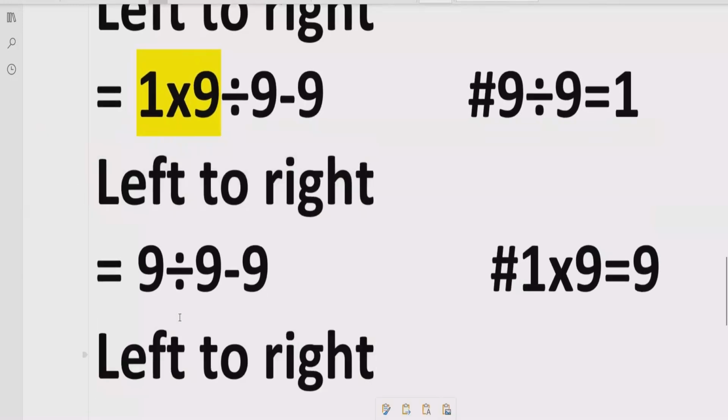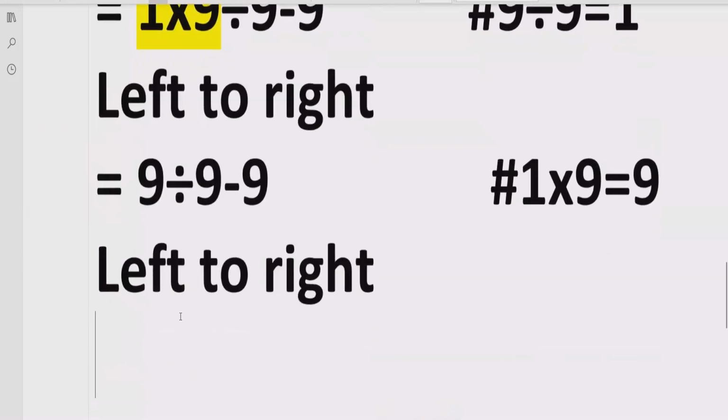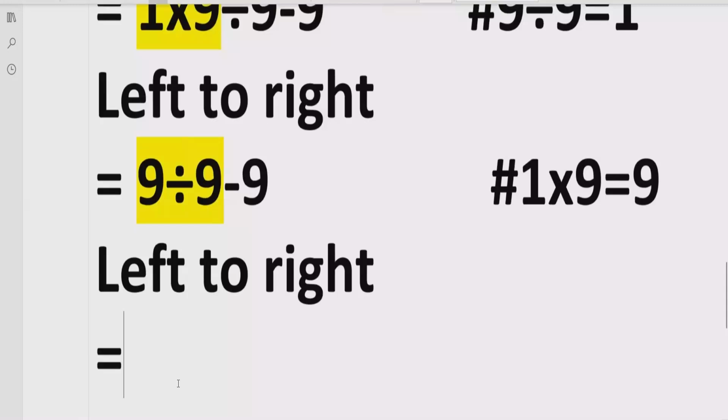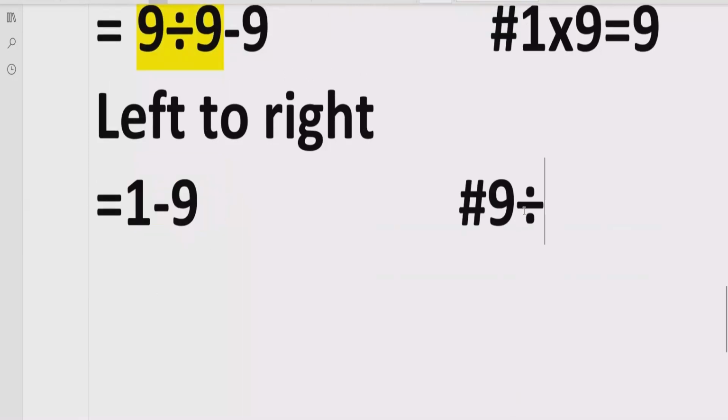Again we go left to right and find which comes first. Now we have this division, which is 9 divided by 9. We divide both of them and the answer is 1, minus 9, which we write as it is. Here we give the reference: 9 divided by 9 equals 1. Here we have two terms which are subtracting each other, so we subtract both of them and get the answer minus 8. So the answer of the given expression is minus 8.